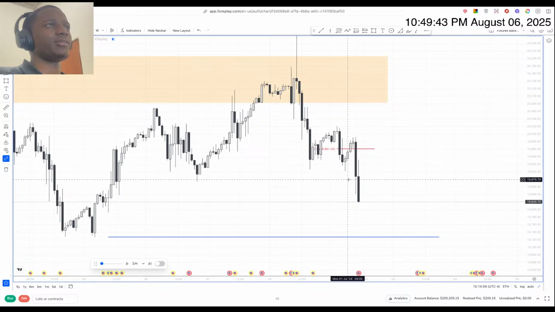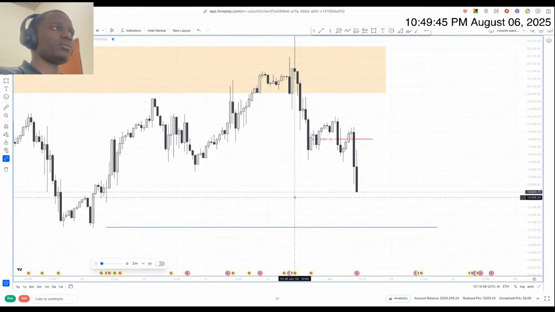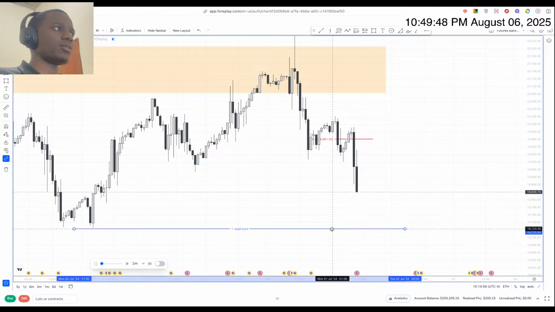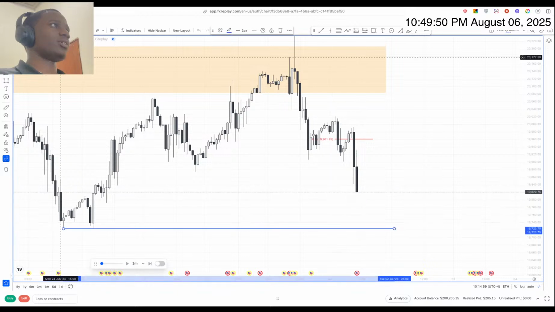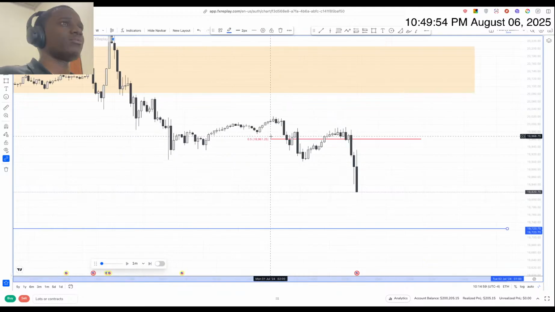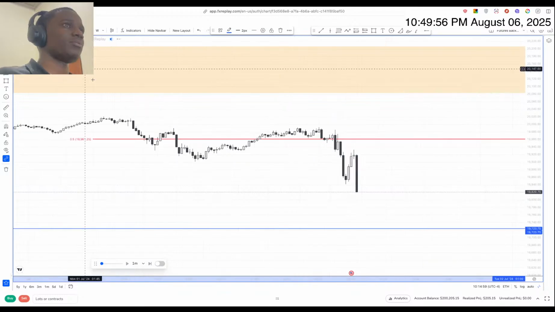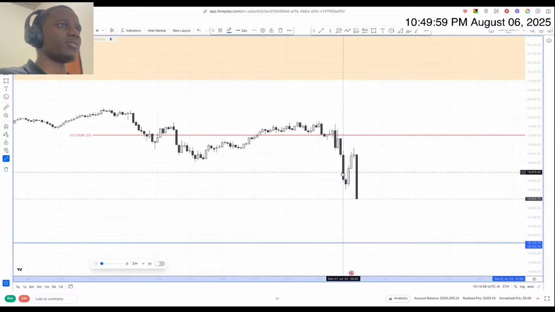I don't know if we're going to return to it, but what I'm sure of is that we're going to drop to this liquidity, these relatively equal lows. So let's see if we can find an entry there, and if not, that will be it. We'll just wait to see the market do fill there. So now on the 5 minute, this is a good fair value gap. You can see how it was respected.